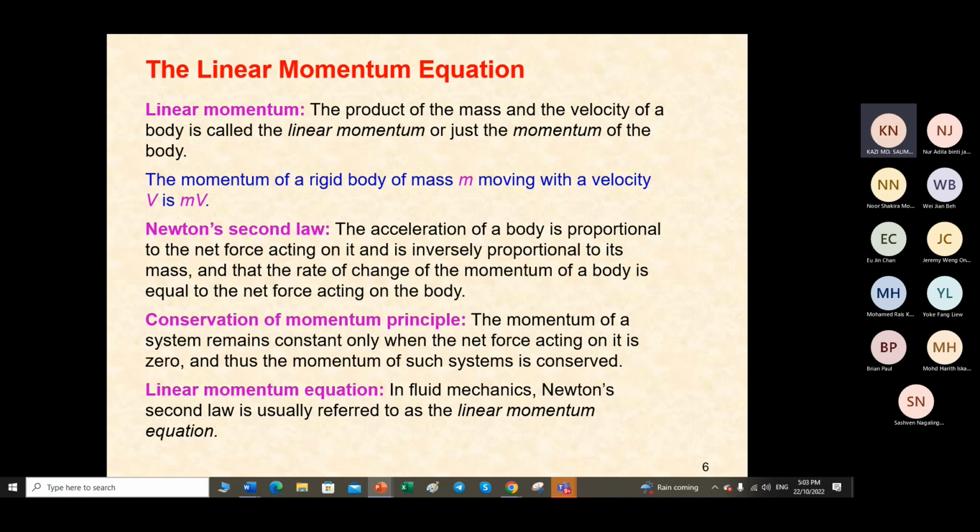And then we move on further to the linear momentum equation. In this case, we say that the fluid is moving on a straight line, and no vertical component of this is being considered. So Newton's second law is easily referred to as the linear momentum equation.